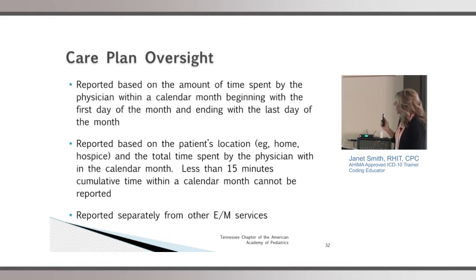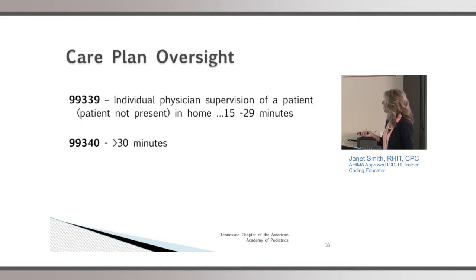The care plan oversight codes are based on the amount of time that a physician spends within a calendar month, beginning with the first day of the month and ending at the end of the month. It's reported based on the patient's location. So they're either at home, under the care of a home health agency, they could be hospice, or they also could be in a nursing facility. There are different code sets for each of those depending on the location of the child. Again, if you are seeing the child in your office in addition to providing care plan oversight for regular visits, you can also report E&M services for that child during the month.